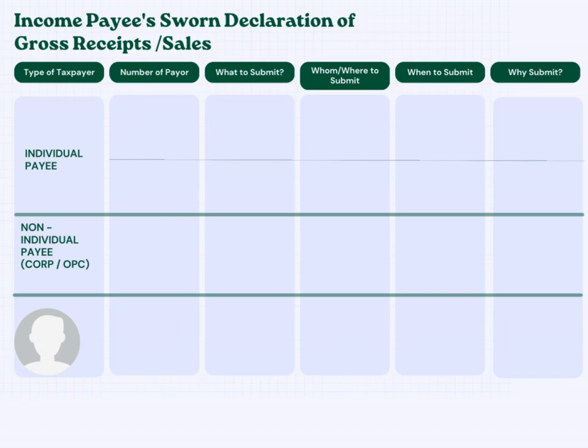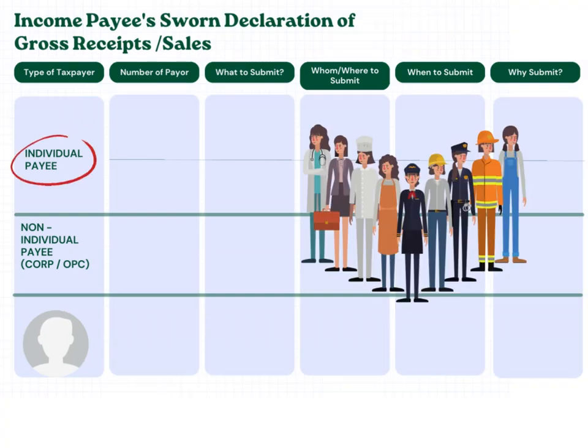Today we will talk about sworn declaration of gross receipts or sales. There are different types of taxpayers. First, let's discuss individual payee. They are the professionals, agents, talents, teachers, etc. who receive amounts for services rendered.